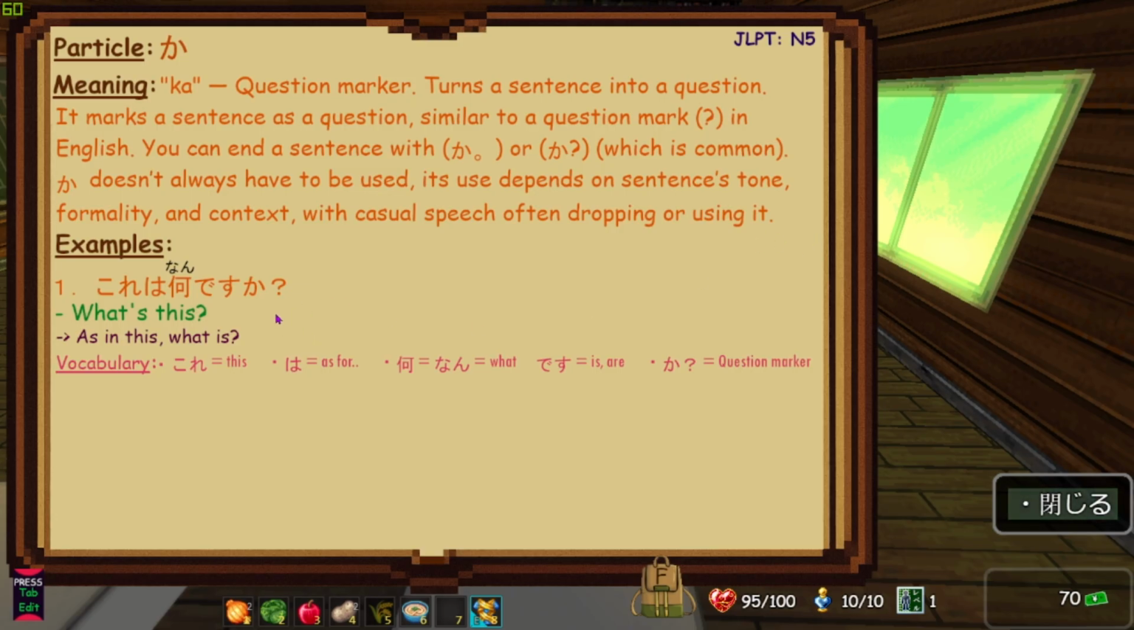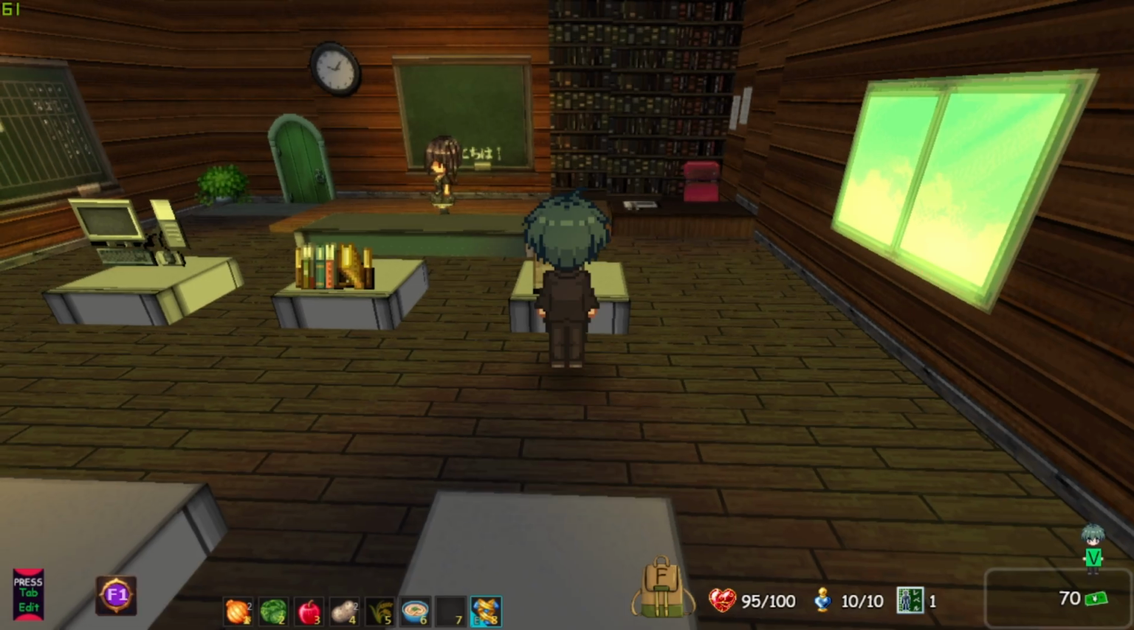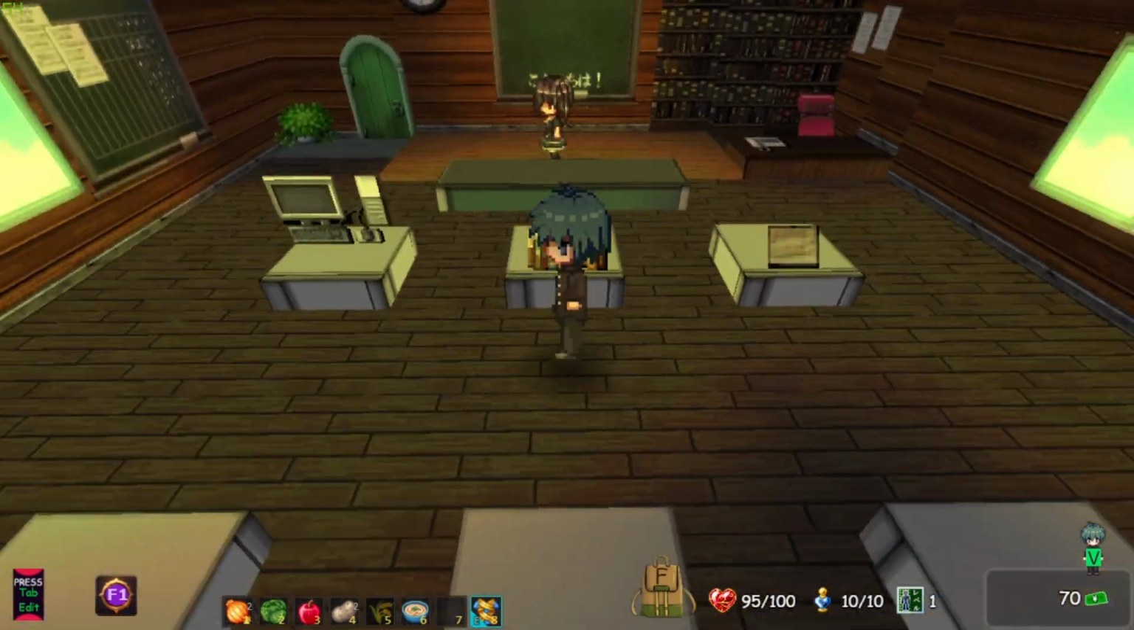Example is kore wa nan desu ka? What's this? So kore, this. Wa, as for this, we want to make that the subject. So we're speaking about this right now. Nan or nani. So nan, what? This is ka, the question. As in this, what is. So there you have it. The first 10 core particles, and more will come, more meanings.